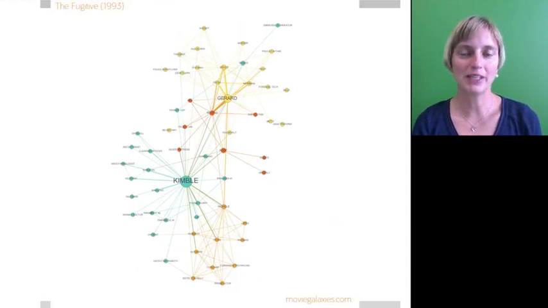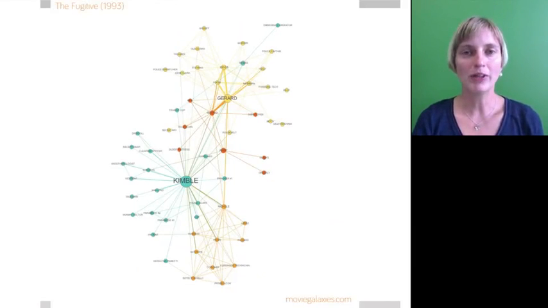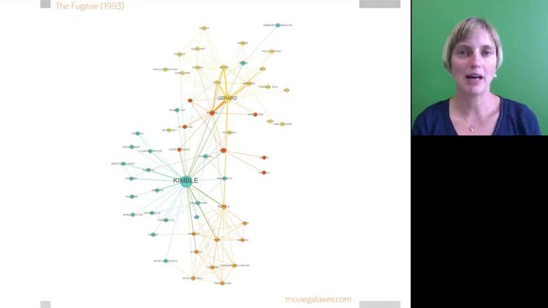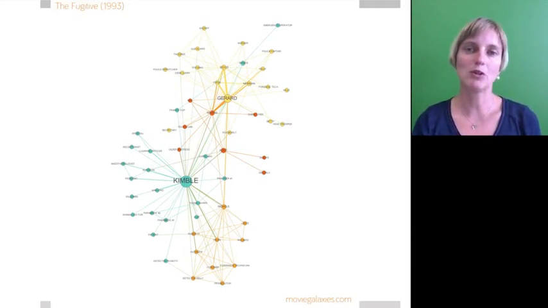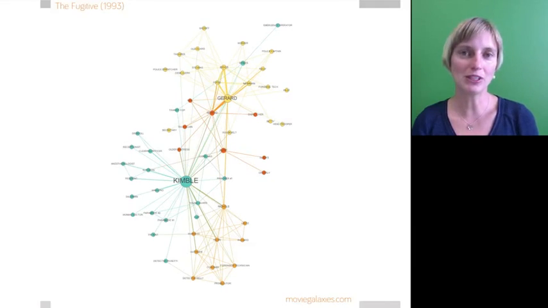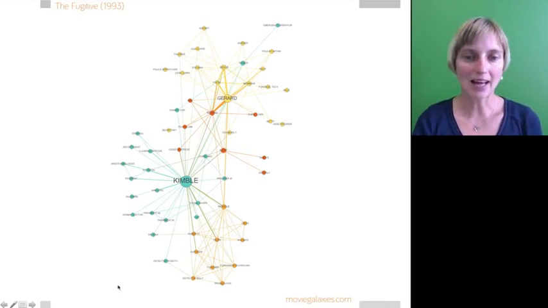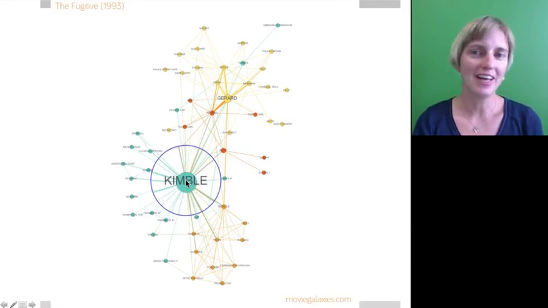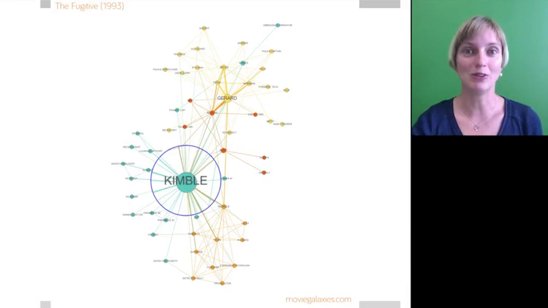If you go to the website moviegalaxies.com, what you'll see are a bunch of networks that have been constructed out of the scripts. So they parse, I'm guessing automatically, through the scripts and see this character addresses this other character at this point in the movie script, so let's draw an edge. So if you look at, for example, the 1993 movie The Fugitive, you can see immediately that there's this central node here, Kimball, and this is Dr. Richard Kimball, who is the fugitive, falsely convicted of murdering his wife.